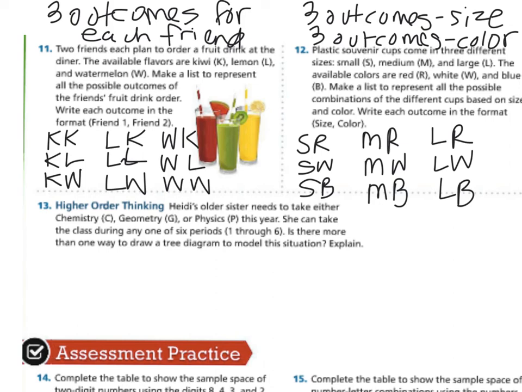The difference between these 2 problems is that in problem 11, the combinations could be identical, with each friend ordering the same flavor. In question 12, you have 3 separate outcomes for each of those events. So you will only match each size with its independent color. But in both cases, you end up with 9 possible outcomes. Pause the video if you need more time copying this into your binder.